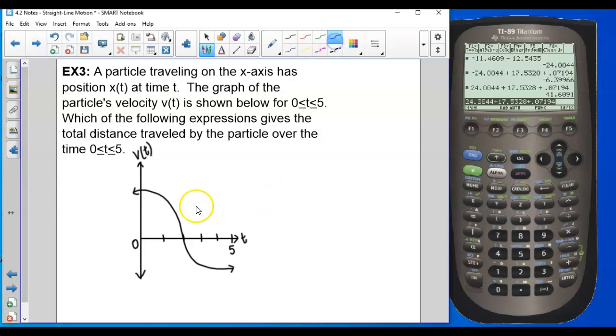Alright, so for this problem, we have the particle is traveling on an x-axis, has a position of x of t at time t. This graph is the velocity, and it wants to know which of the following expressions gives the total distance traveled by the particle over the time 0 is less than or equal to t less than or equal to 5. So, if we want to know how far the particle is from when it began, we would just take x of 5 minus x of 0. This would be your displacement.